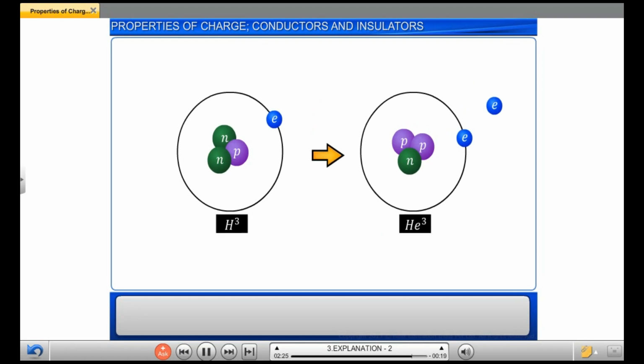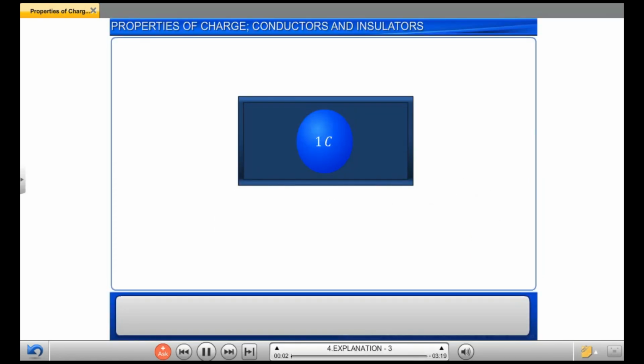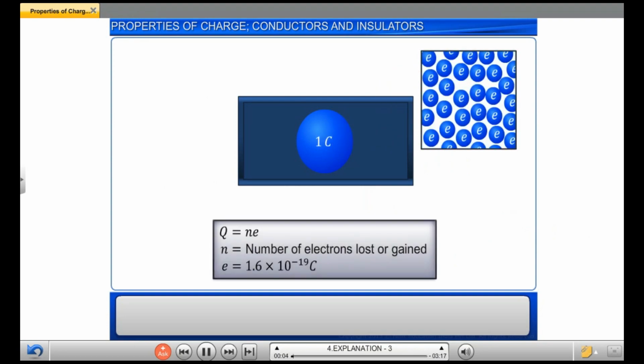In an atom, when we refer to the charge on a proton, its value is positive and is referred to as plus e, whereas the value of e for a charge on an electron is negative and is referred to as minus e. Thus, the charge on an object Q is equal to the product of the number of electrons gained or lost by it, n, and the basic unit of charge, e.